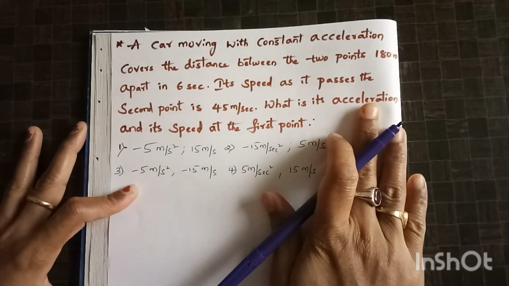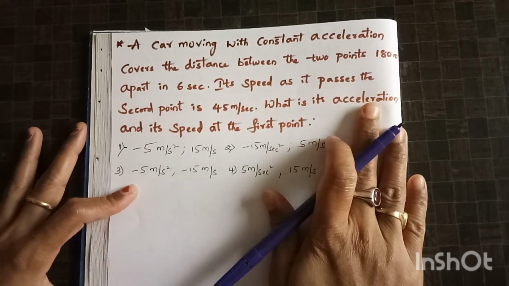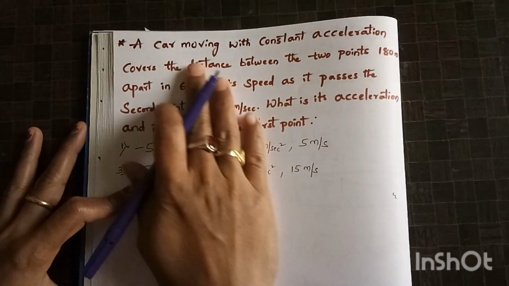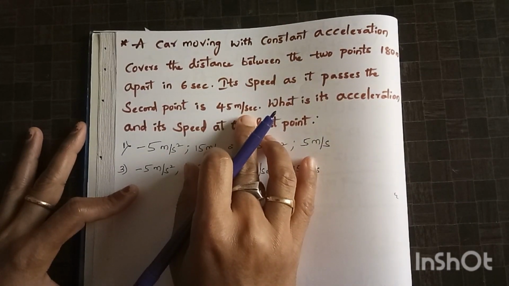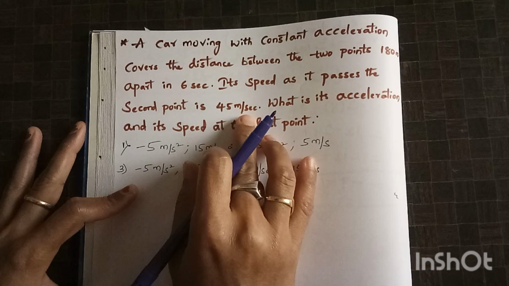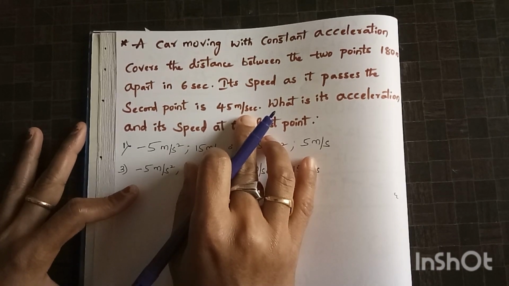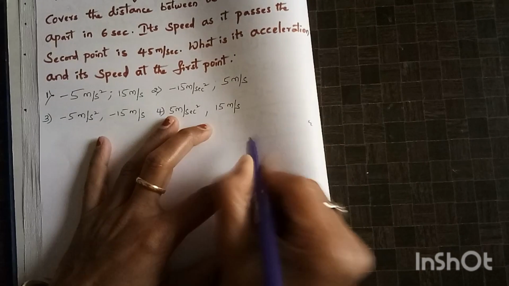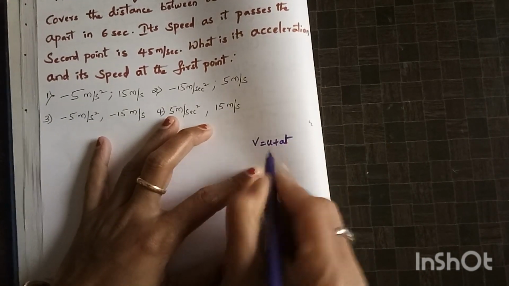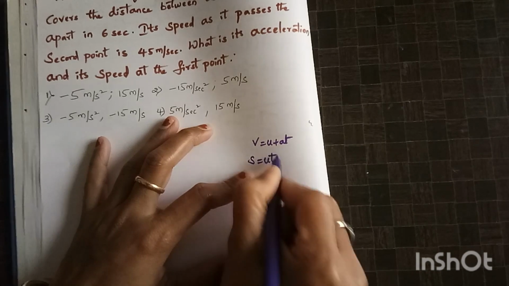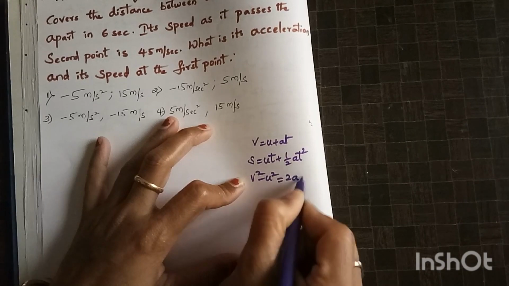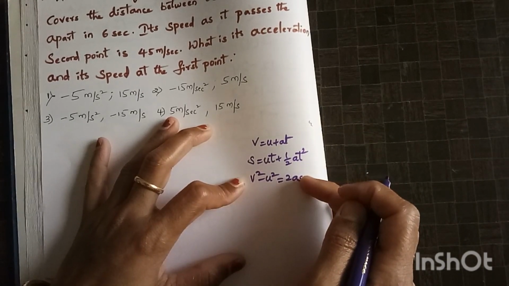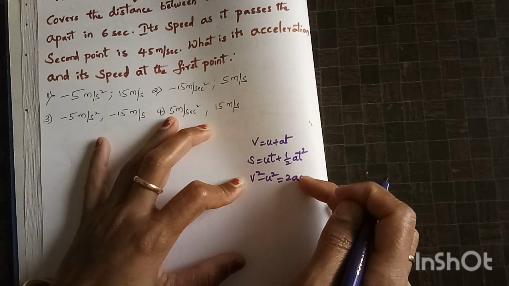So we are going to discuss another problem based on kinematic equations. What they have given means a car moving with constant acceleration. As we all know, we have three kinematic equations mainly. Based on constant acceleration, the three equations are v equals u plus at, s equals ut plus half at square, and v square minus u square equals 2as. These are the three equations based on kinematic equations with a constant acceleration.